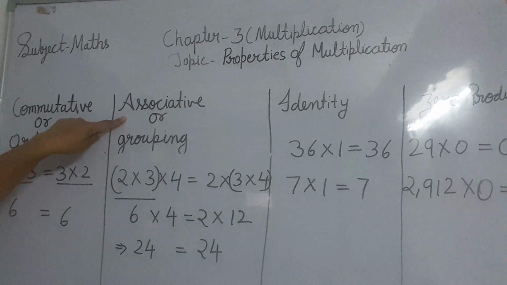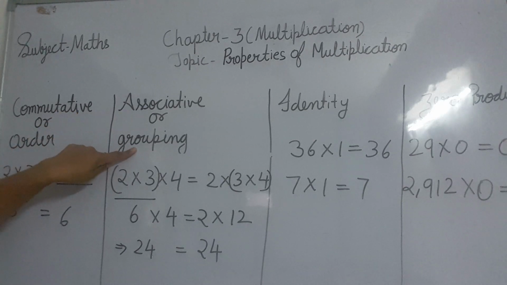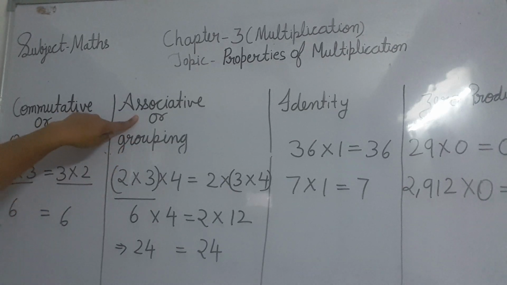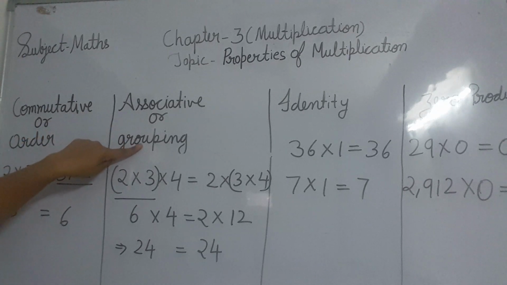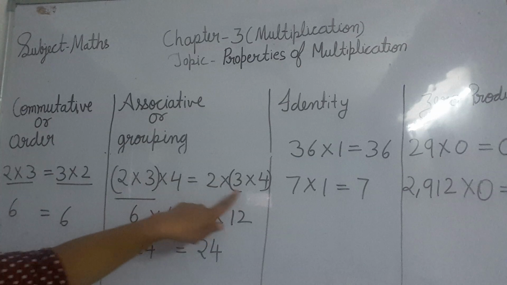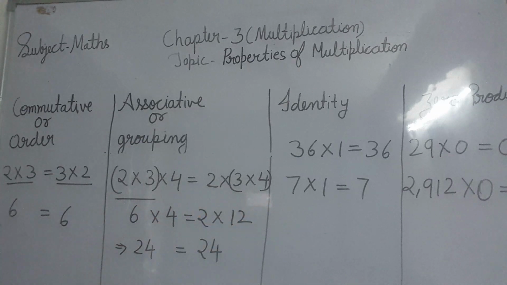The second is the associative or grouping property. Just put it in your mind, the name associative or grouping. Grouping means when we change the group of three or more numbers, the product will not change. Here I am making the group of 2 and 3 by putting it in brackets. So first we need to solve the bracket. 2 multiplied by 3 is equal to 6. Then we multiply this number with 4. 6 multiplied by 4 is 24.